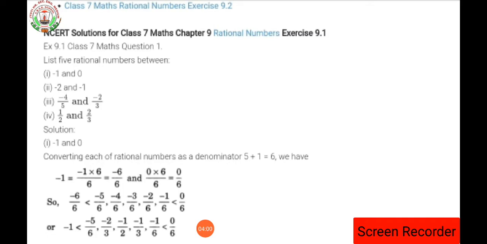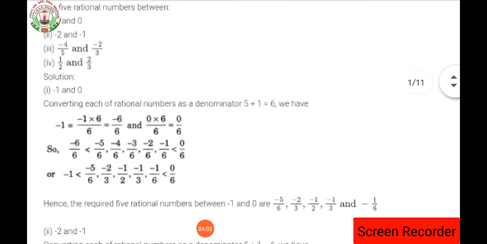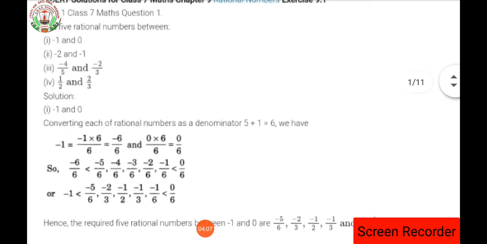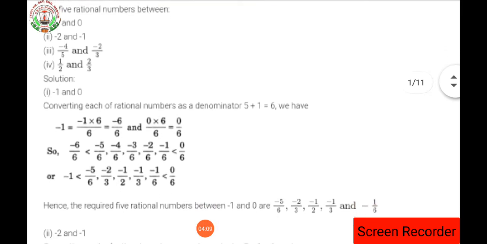Okay, now let's see the solution. One solution I will tell you. The first and the fourth part I will tell you, the rest you have to do on your own. Since it is a revision class, we are not going to do each and every part over here. So first question, converting each rational number to a common denominator.